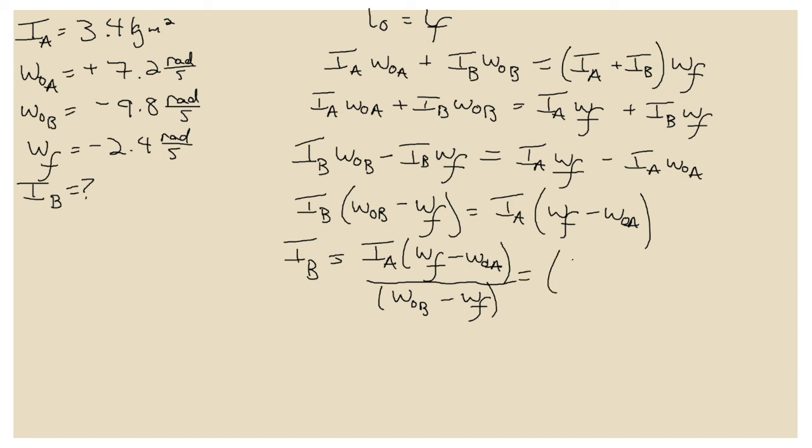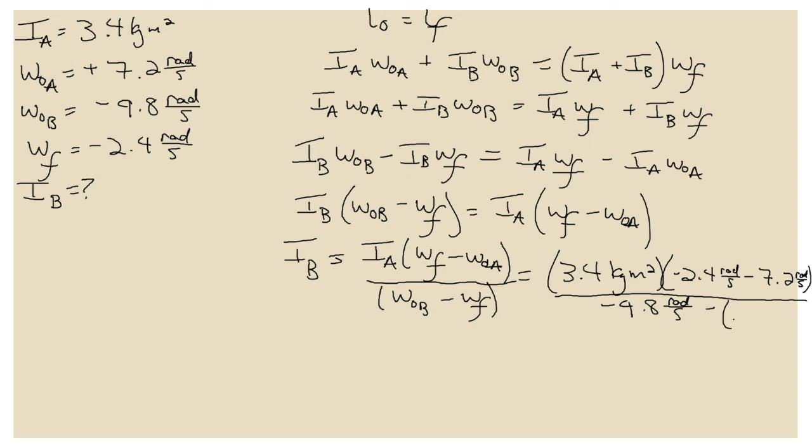So I have here IA, 3.4 kilogram meters squared, times omega final, which is negative 2.4 radians per second, minus, and here's where you need to be careful, we have minus a positive number, so that one's fine, minus 7.2 radians per second. And then we're going to divide that by omega naught B, which is a negative number, negative 9.8 radians per second. And then, of course, we're going to subtract omega final, which means we are subtracting a negative, minus negative 2.4 radians per second. Of course, you all know how to do math, so this shouldn't be that crazy.